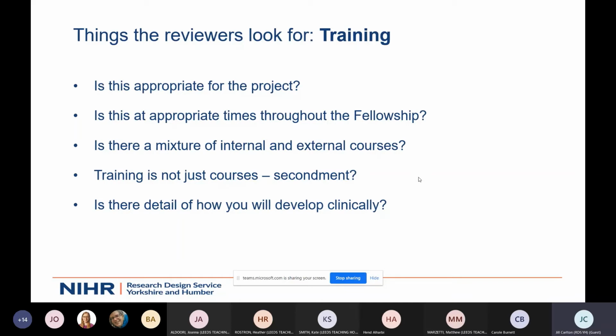They're also looking for a mixture of both internal and external courses, because any academic institution will offer internal courses, and those are often very, very good and of a very high standard. But as you will all know, wherever we work, whether in a university or in the NHS, there's often very little chance for us to go on courses, and this is a real opportunity for you to experience some things that you might not normally be able to do, quite frankly, because of resources.